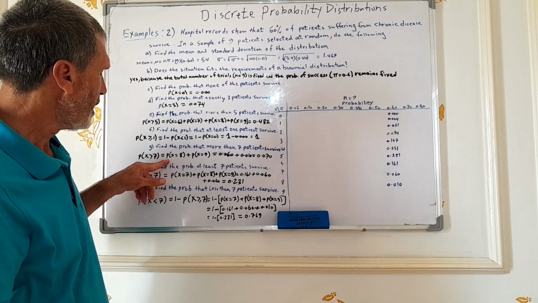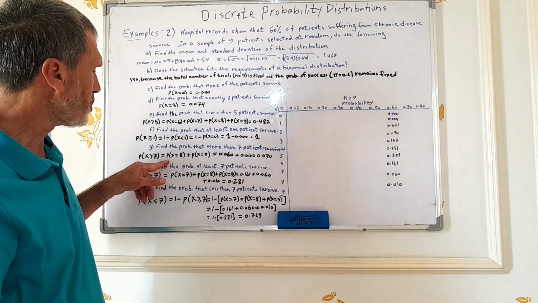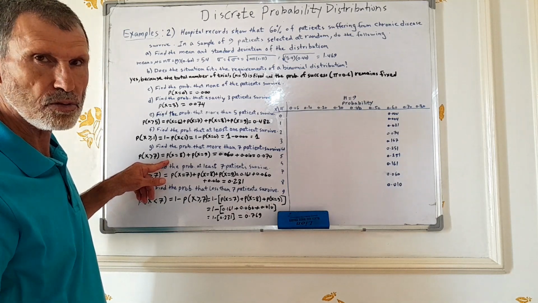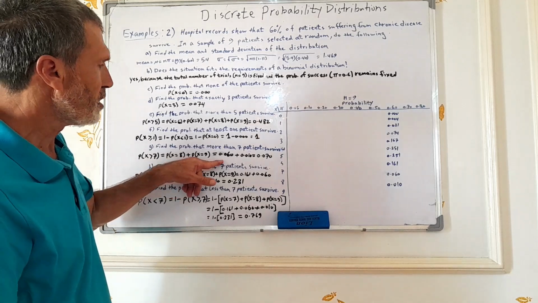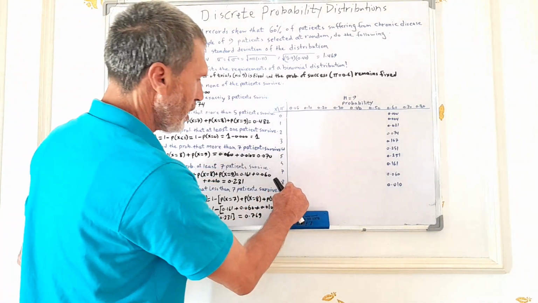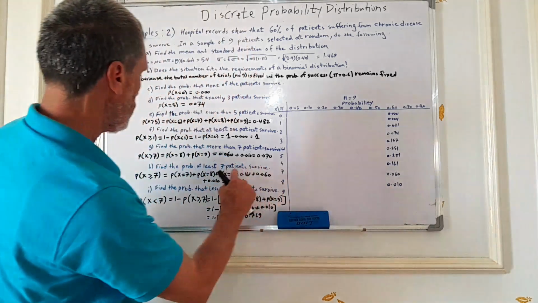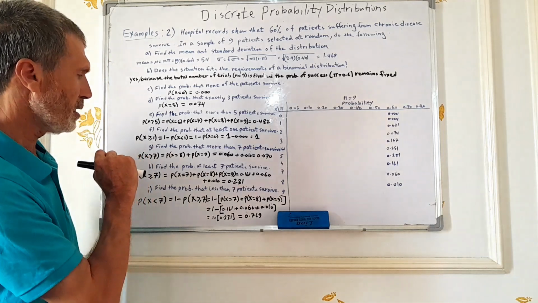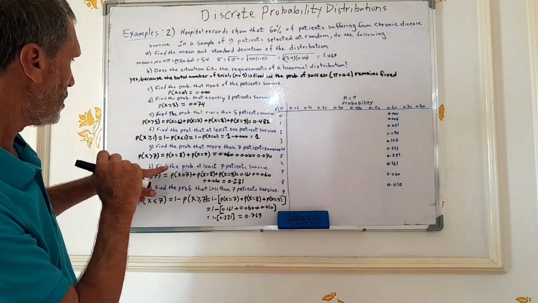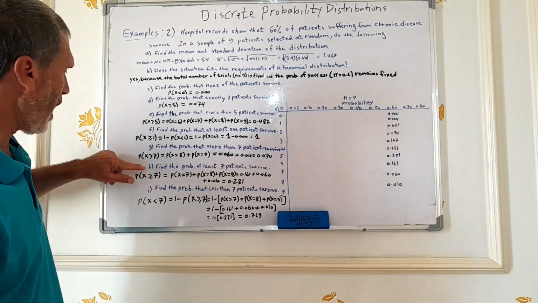Of course, it's easier here than using the complement because you only add 2 values, probability of x equal 8 plus probability of x equal 9. When you look over here, x equal 8 and 9, 0.060 plus 0.010, and you come up with 0.070. Okay? Now we move to H.